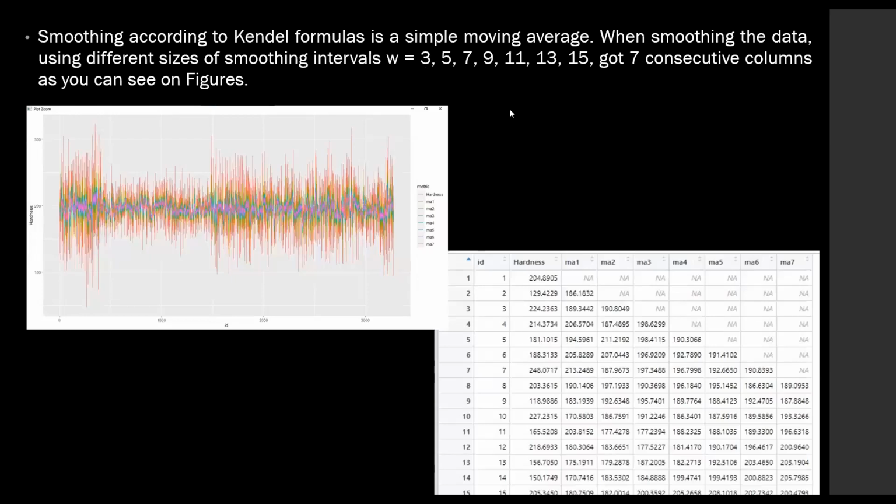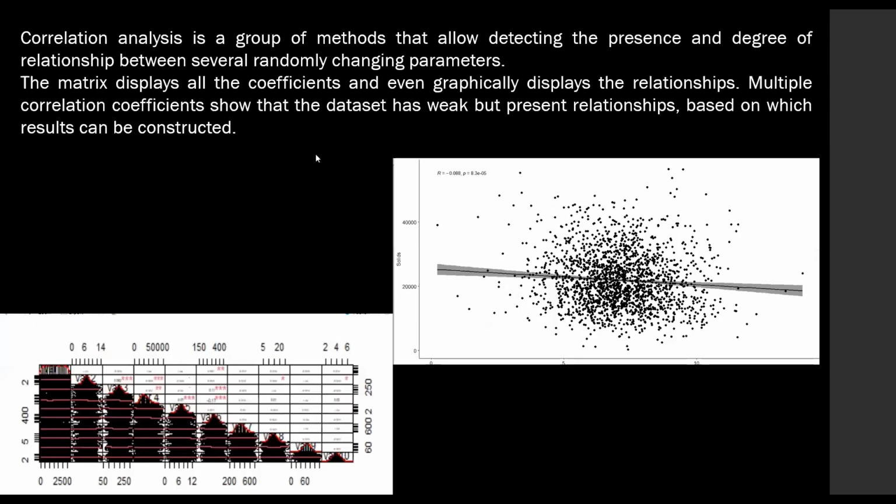Smoothing according to the Cantor formulas is simply a moving average. We smooth the data using different sizes of smoothing interval: 3, 5, 7, etc. and got 7 consecutive series, and you can see this in this figure.